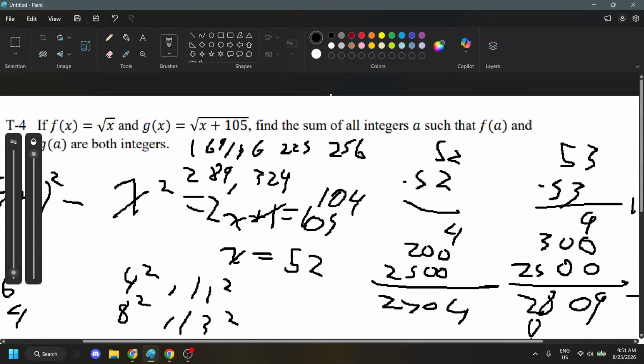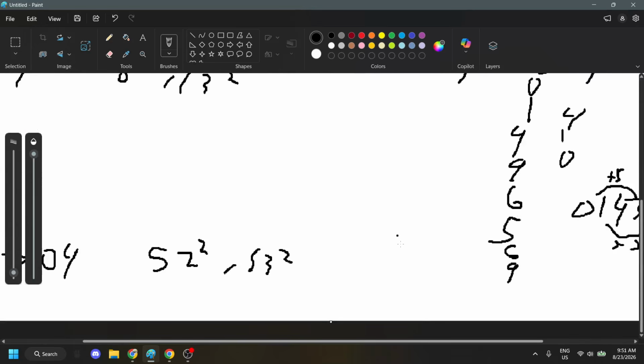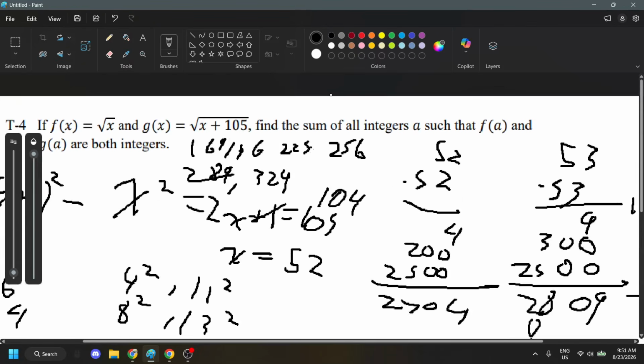So, of course, this doesn't work, this doesn't work, this doesn't work. This one, I don't know why it doesn't work. This one is, let me make sure I did the math right. It should be 219. 200, we get 305. Yeah, 219 is not one.